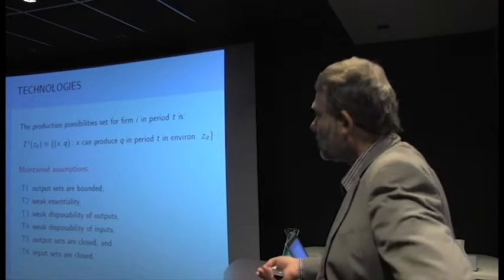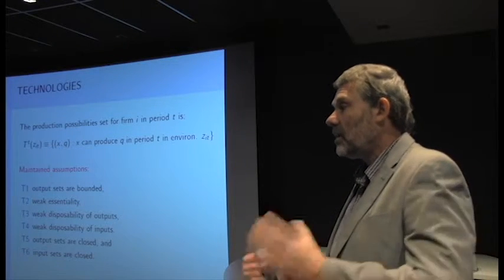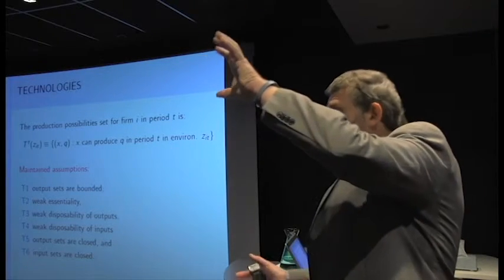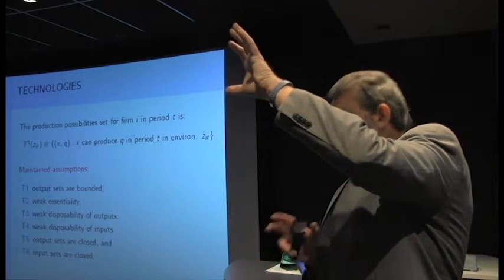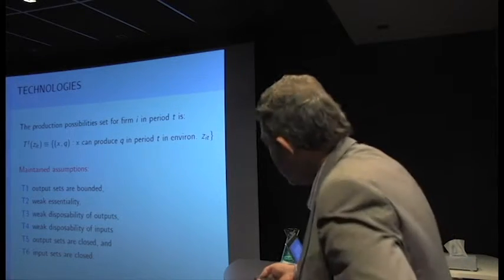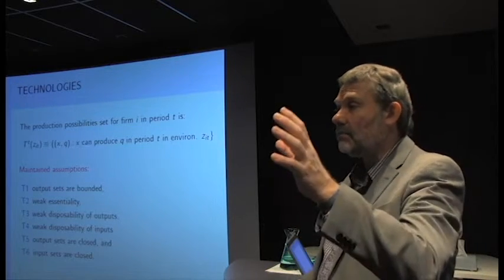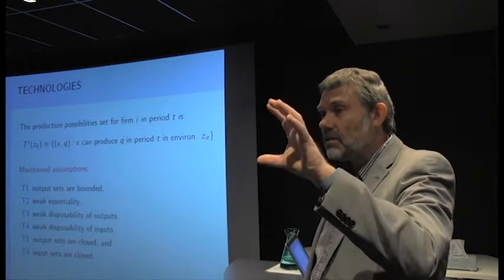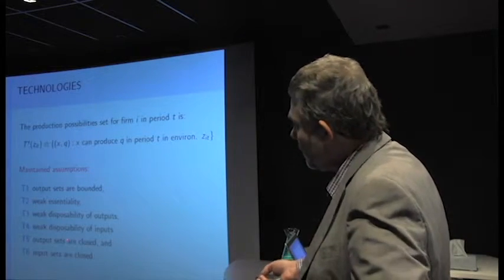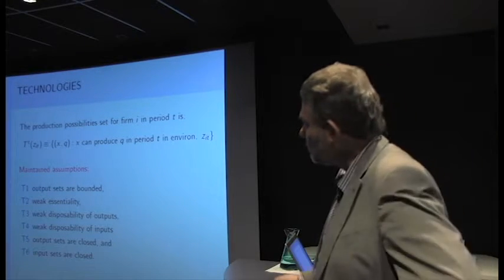That's weak essentiality. Weak disposability of outputs means that if you produce a certain output vector using some inputs, then you can use the same inputs to produce less than that. Okay, that's reasonable. Weak disposability of inputs means that if you produce certain outputs using certain inputs, you can produce the same outputs using more inputs. And these are closure properties that just basically make the maths easier. You don't really need those.